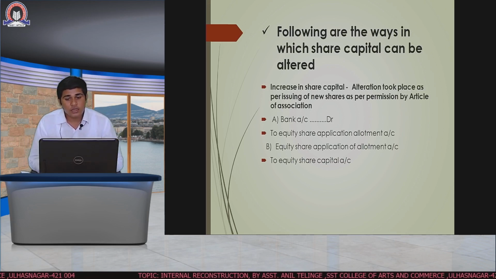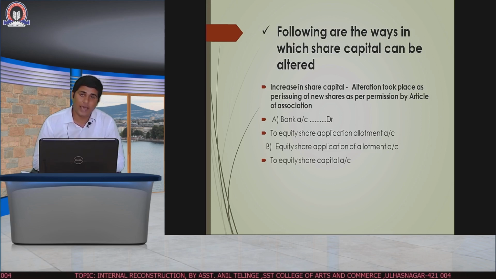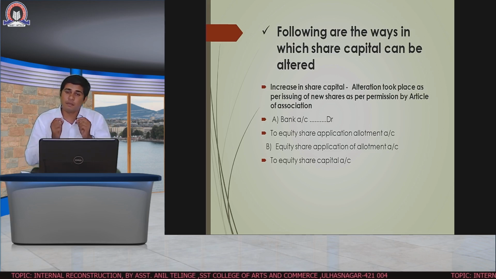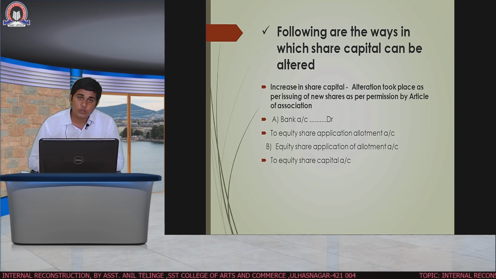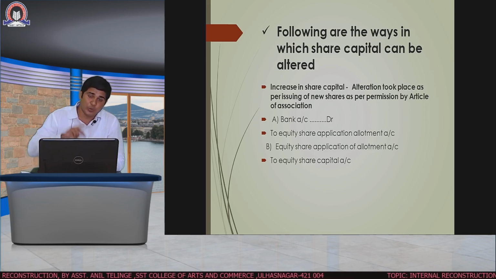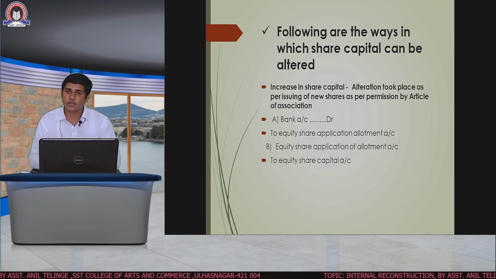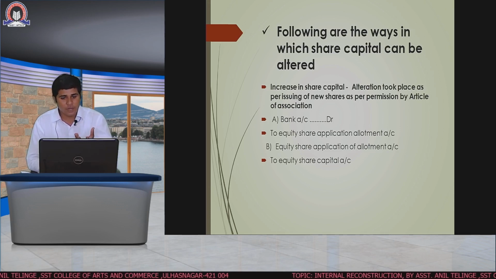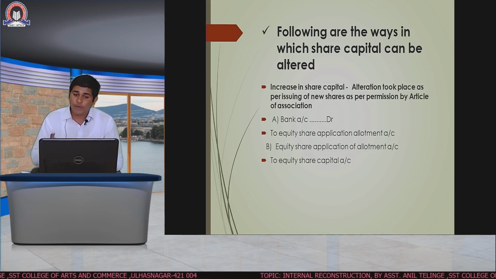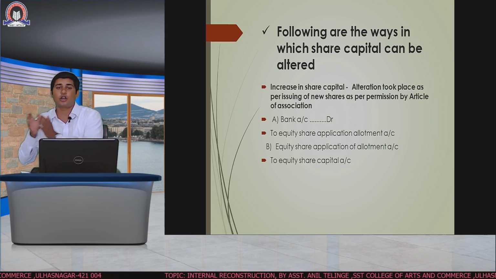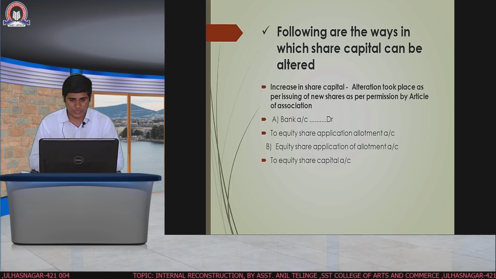Number 1, increase in share capital. It's the first method. Through increasing share capital, as a TY student, all of you know, when a company wants to increase the share capital, the main option is to issue new shares. So when a company issues new shares, automatically there is alteration of share capital. So how does a company alter the share capital through the issue of shares? The entry will be, I already mentioned the entry here. When issuing the new shares, the first entry: bank account debit to share capital application allotment money account credit.